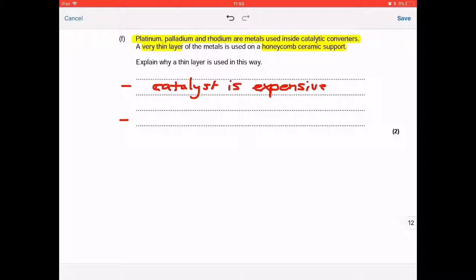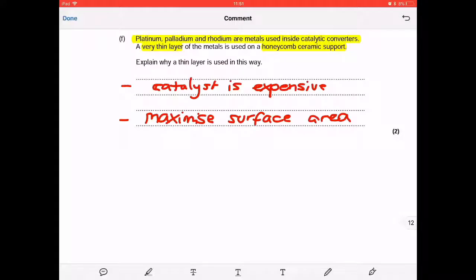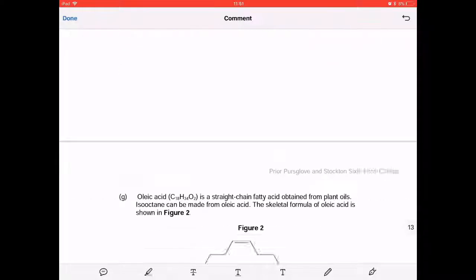Secondly, it's used on a honeycomb ceramic support to maximise surface area. And what that does is make sure that the maximum amount of gases that pass over the catalytic converter react together. So those 2 points again there will get you those 2 marks.